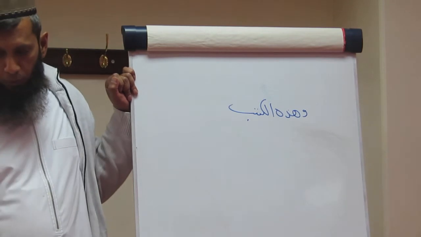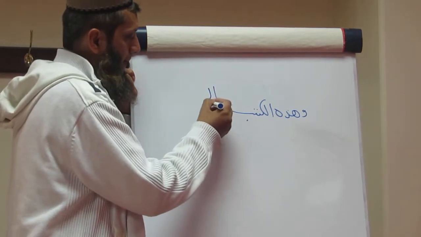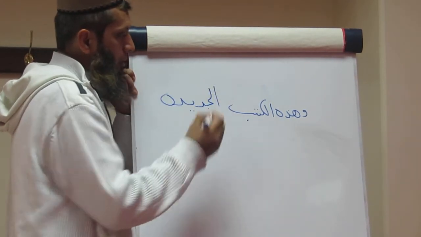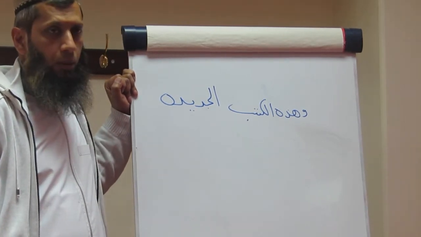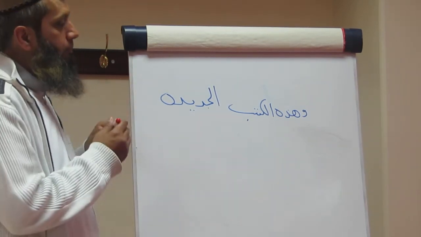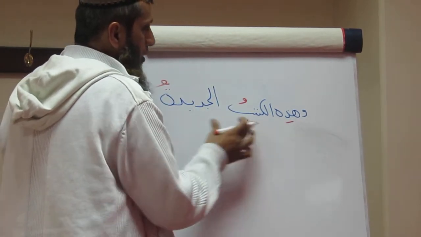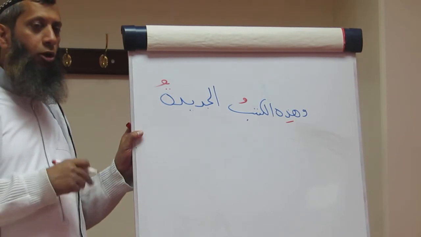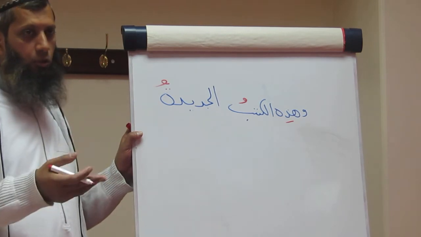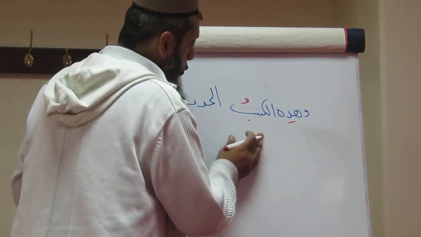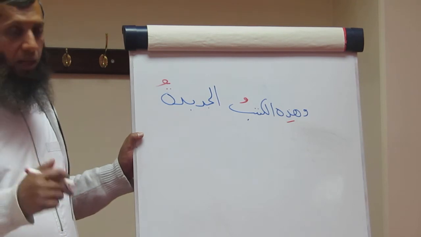Okay. وهذه الكتب الجديدة. What is الكتب الجديدة? These books. So right now we are referring to books. These new books. كتب is the plural of kitab. If I say to you, هذا الكتاب جديد, this book is new. When I change it to plural, هذه الكتب الجديدة, these new books. What about these new books? أهي لك.